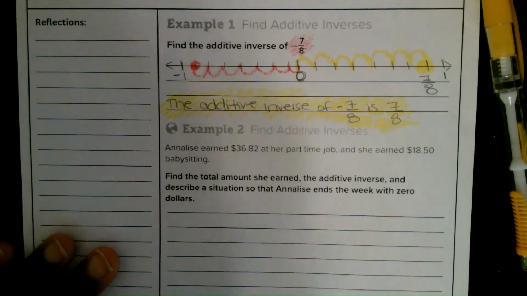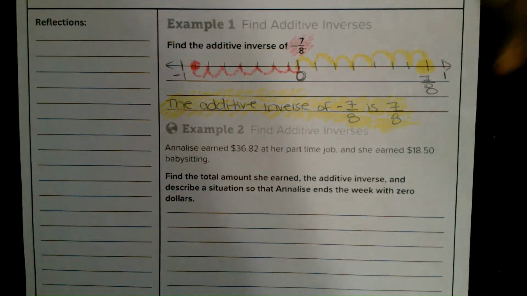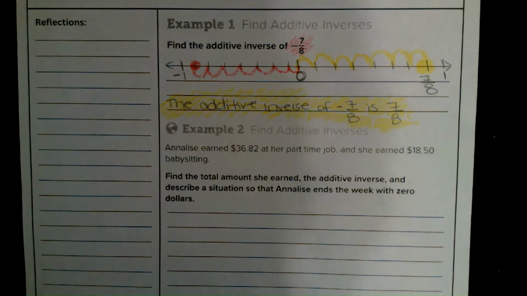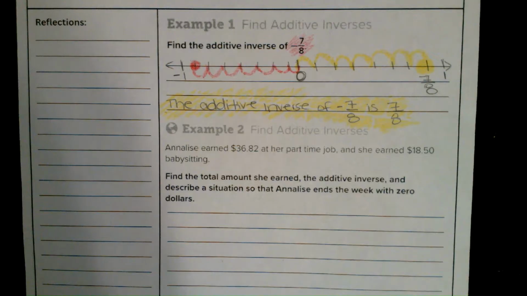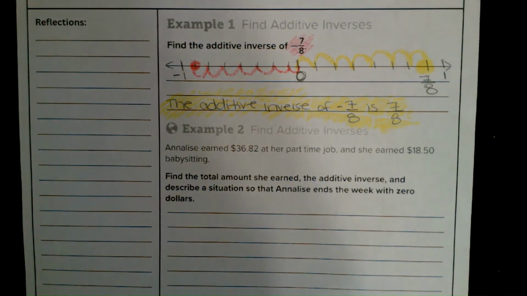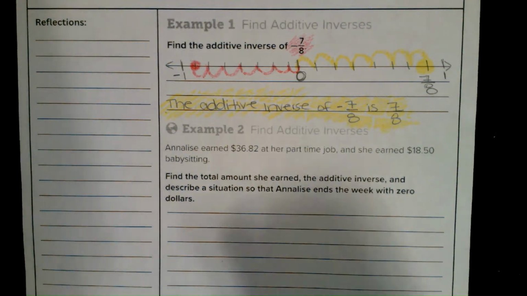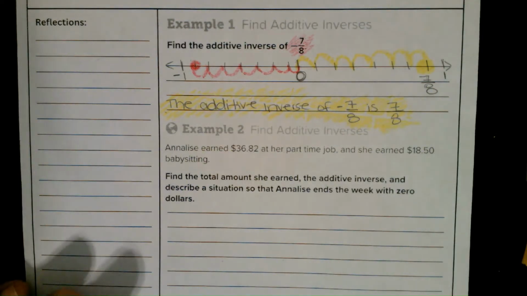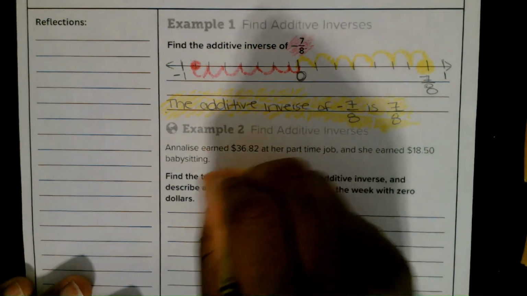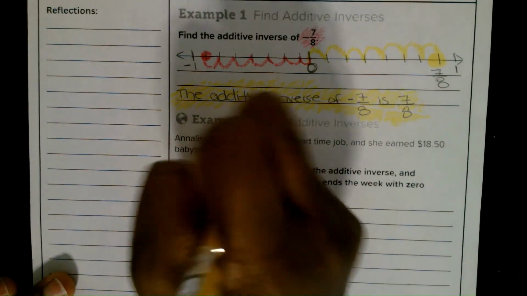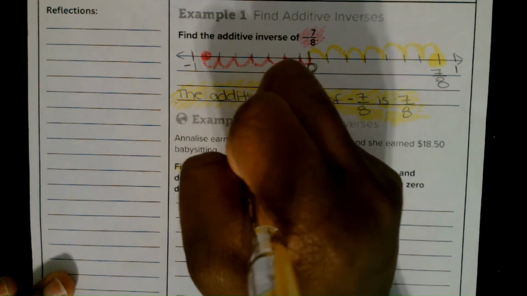All right, example number 2, we are finding the additive inverses again. And it says Annalise earned $36.82 at her part-time job, and she earned $18.50 babysitting. Find the total amount she earned, the additive inverse, and describe a situation so that Annalise ends the week with $0. So let's first find the total amount that she earned. The word total means that we need to add.